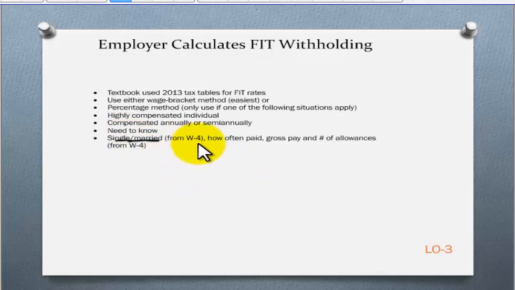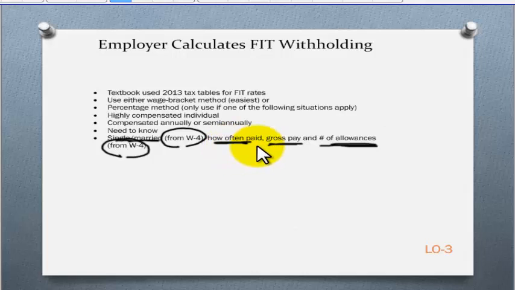So you need to know whether someone is single or married, okay? You're going to get that off of their W-4. You need to know how often they're paid, whether it be biweekly, annually, monthly, semi-monthly, things like that. You also need to know their gross pay, and the number of withholding allowances that they're going to have. Again, this is off of our W-4. So from your W-4, you're going to get the single or married status and how many allowances, and then obviously you're going to know how often they're paid, and you will have already calculated their gross pay.